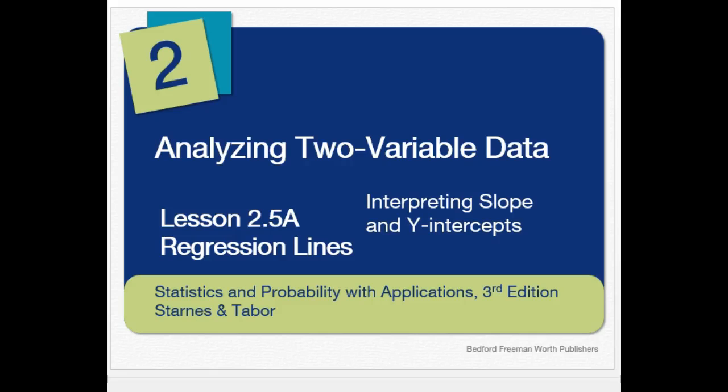All right, 2.5 is a very big section. It's very important, and so I've split it into two parts. So we're first going to look at part A, which is interpreting slope of a regression line and the y-intercepts of a regression line.